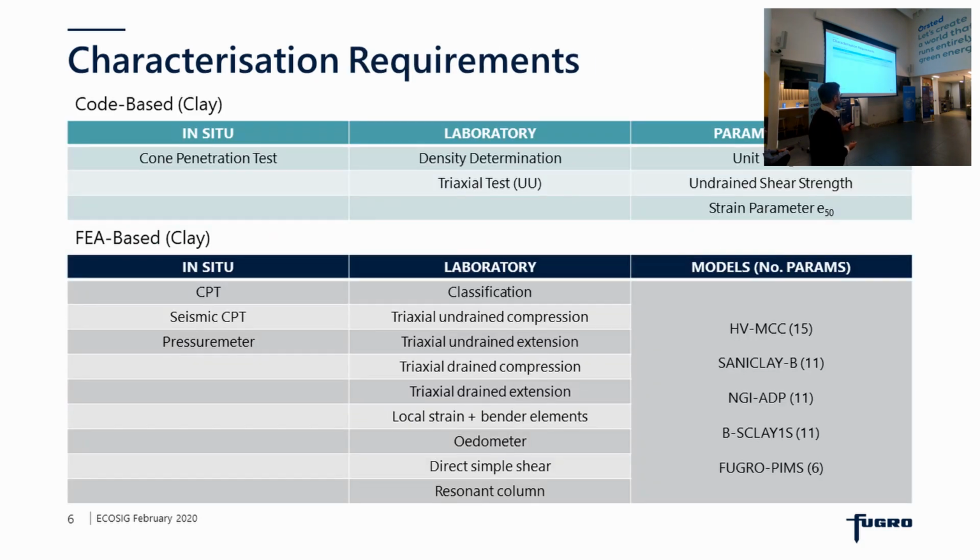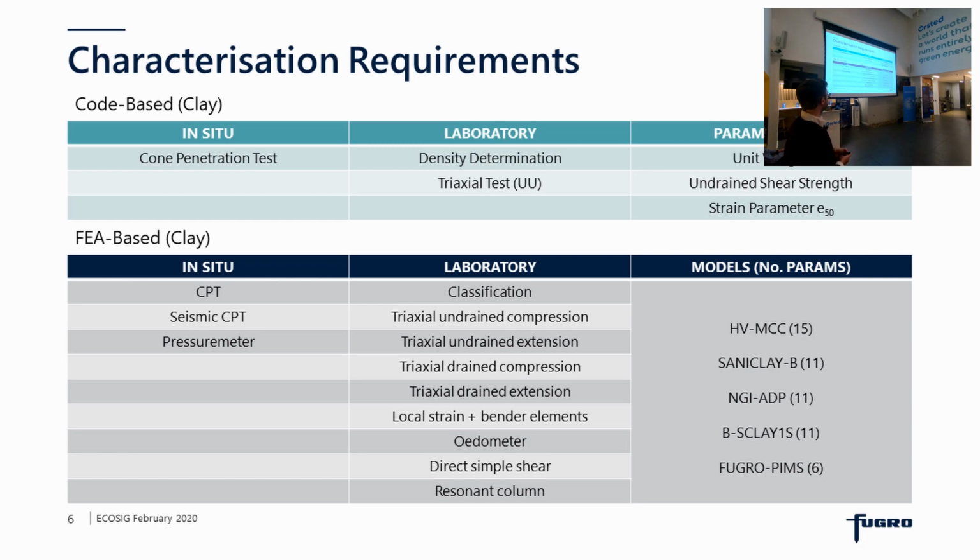So characterization requirements, just to take that a step further. The table at the top here is outlining the requirements in terms of the parameters that are input into our code-based API method for clay soils. So we might have in situ some cone penetration test data, in the laboratory some density determinations with the soil, and some basic measurements of strength of that soil. And then we essentially need 3 parameters to generate our curves in accordance with that model.